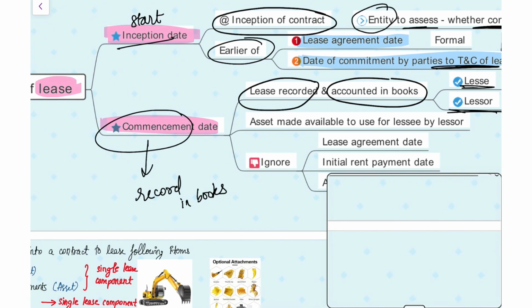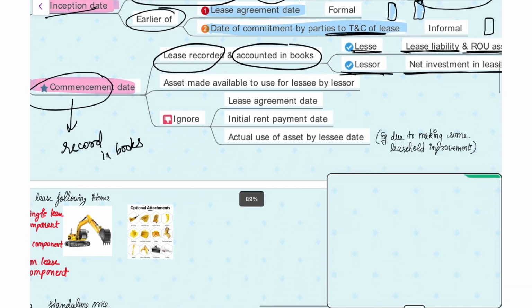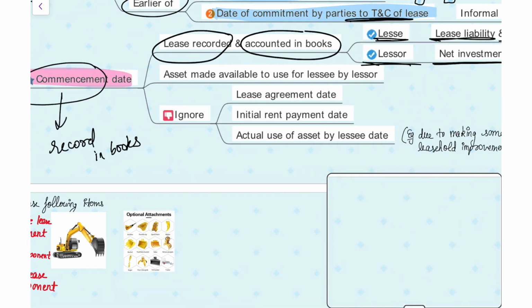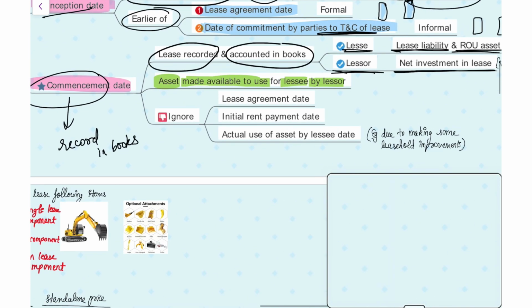For now, just understand that you will record the lease in your books on the commencement date. Okay. So which date will you call the commencement date? The date at which the asset was made available to use to the lessee by the lessor. There is one date where the lessor comes up and tells the lessee that today you can take this asset and start using it. If the lessor has made the asset available to the lessee for using it, that date will be known as your commencement date.